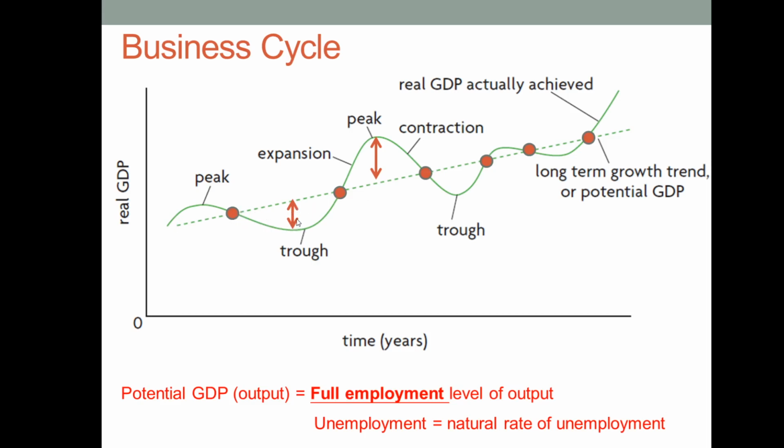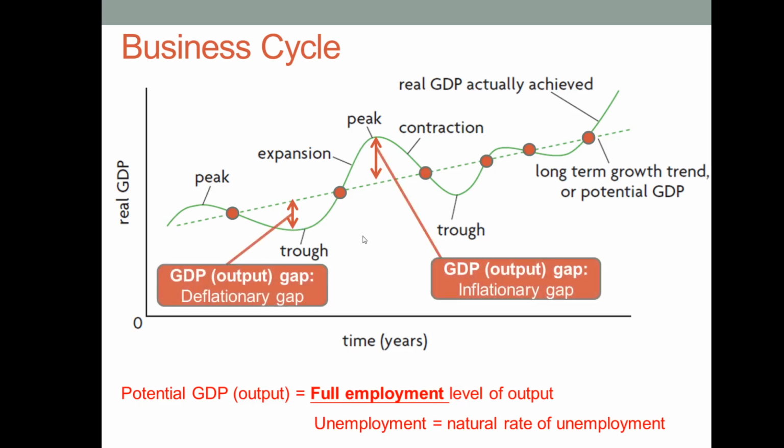But the main reason why you will see gaps along the way is because of the change in AD. There are so many factors why AD will change, and we are going to talk about it very soon. But right now you just have to know the gaps here are caused by the change in aggregate demand. And we have some terms for those gaps.